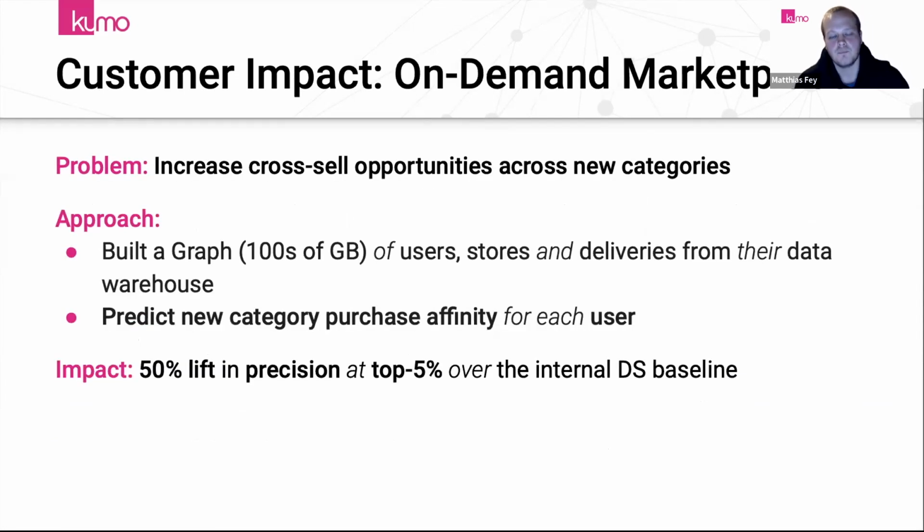Other than that, we approached the problem of increasing cross-sell opportunities across new categories. We tackled that by building, again, a large-scale graph containing multiple hundreds of gigabytes of data, including users, stores, deliveries, and so on. What we came up with was a predictive query to predict new category purchase affinity for each user. And just by using Kumo predictions, we saw a 50% lift in precision at top 5% of users over their internal data science baseline.